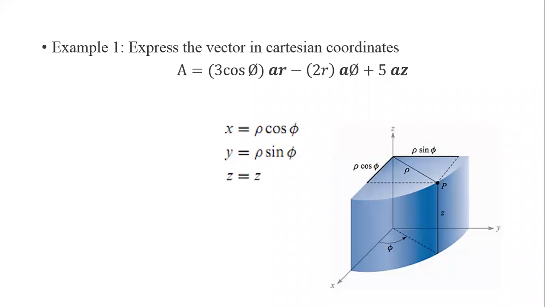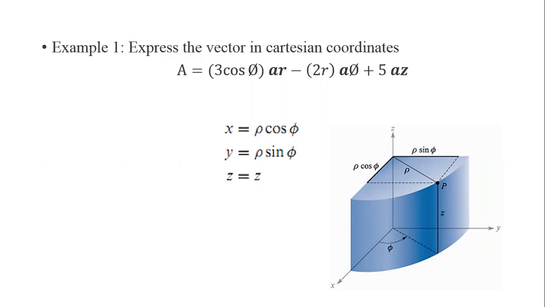So if we look at this vector, it is actually given in cylindrical coordinates because the components of this vector are along AR, A phi and AZ, as these are the unit vectors associated with the cylindrical coordinate system. So this vector is given in cylindrical coordinate system and we have to express this vector in Cartesian coordinates. So actually we have to transform this vector from cylindrical coordinate system into Cartesian coordinate system.